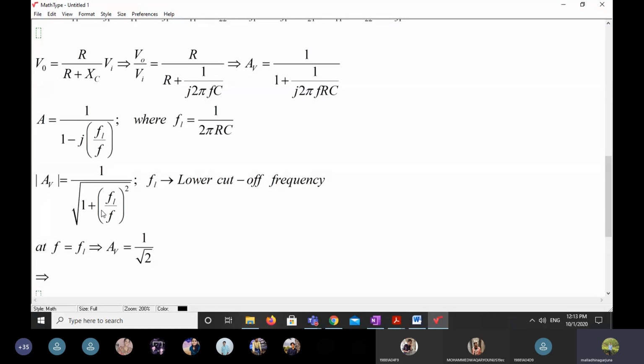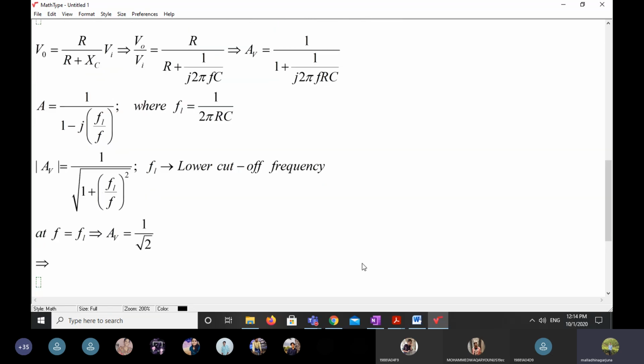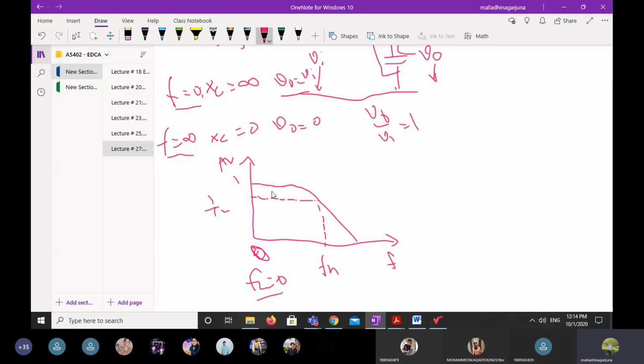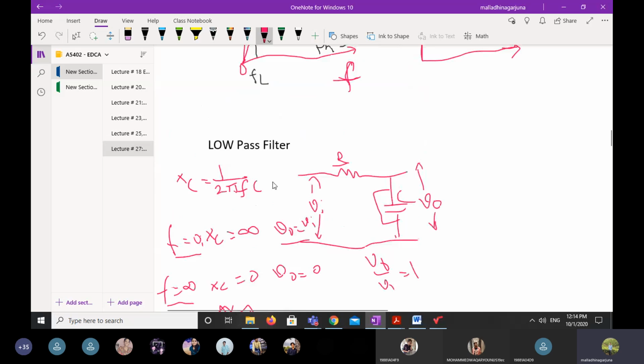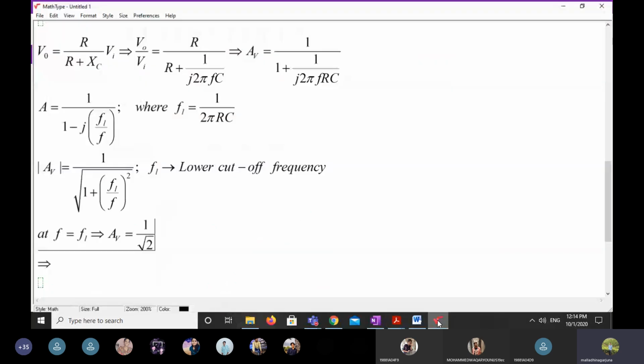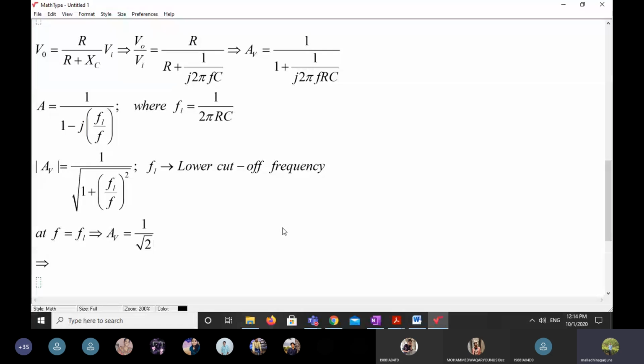If you do the same thing for the low pass filter, we will take FH in the place of FL. Okay, so now we do the same derivation for the low pass filter. For this circuit, calculate FH and derive the gain equation. Do the same derivation for a low pass filter.